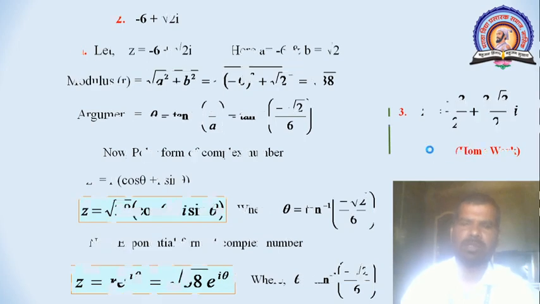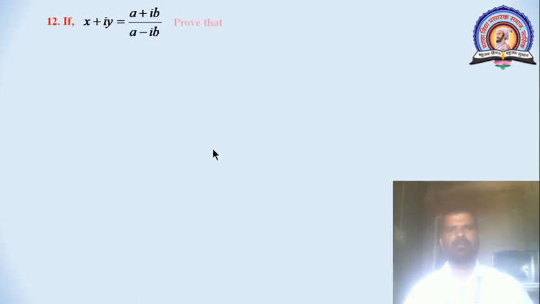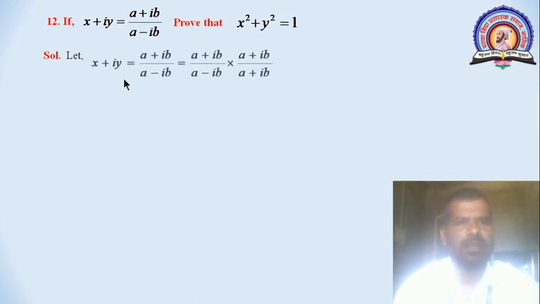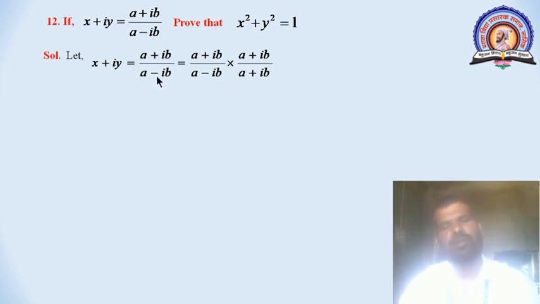Now the next example is, if x plus iy is equal to a plus ib upon a minus ib, then prove that x square plus y square is equal to 1. Now let x plus iy equal a plus ib upon a minus ib. This is the division of two complex numbers. So we know that we will multiply and divide by the complex conjugate of the denominator, as a plus ib upon a plus ib. The numerator is a multiplication of two brackets and the denominator is also a multiplication of two brackets.